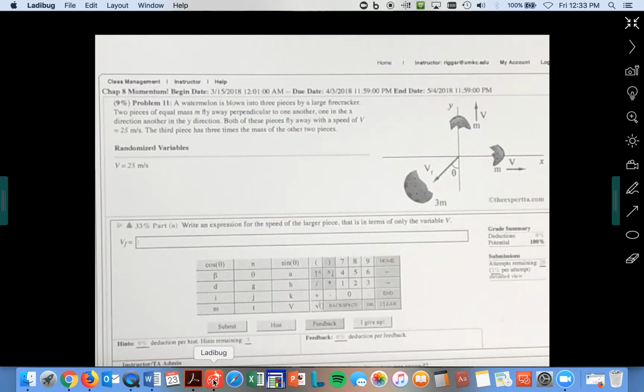Write an expression for the speed of the larger piece that is in terms of only the variable V. Okay, because the m's are going to cancel out, we'll do that last. Let's figure out what the numeric value for V is in terms of these two V's, and we've got it in terms of the variable V.